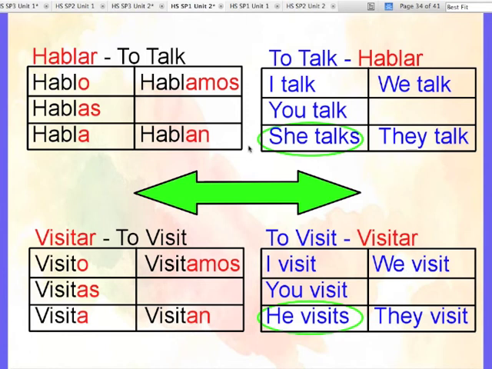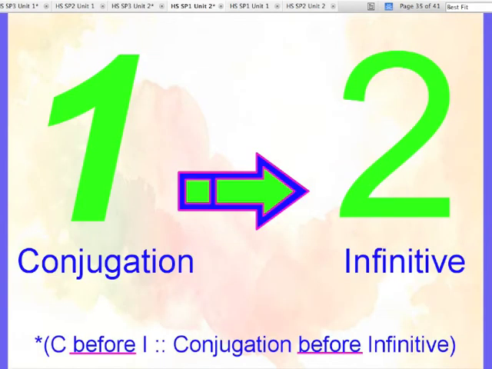I circled she talks, he visits, in the English side, because I want to point out that in English we do have conjugations. Not as many variable changes, but it is a change. I would never say I talks. I would never say you talks. I always say she talks.